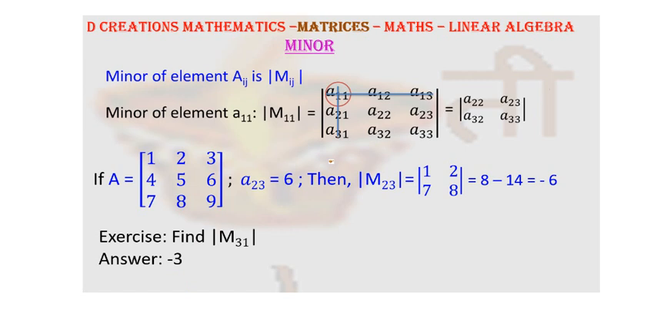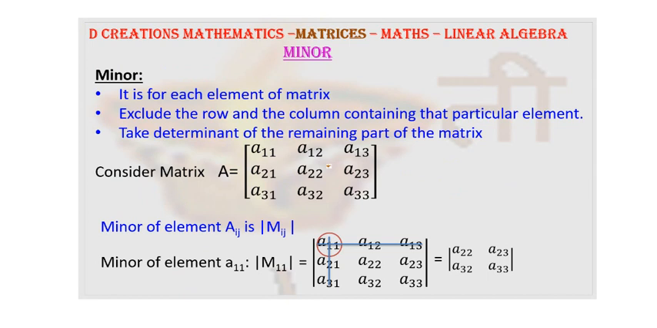So what is the takeaway? Takeaway is, if you want to calculate minor of an element, you need to exclude the row and the column containing that particular element, and then take determinant of the remaining part of the matrix. So this is the concept of minor.